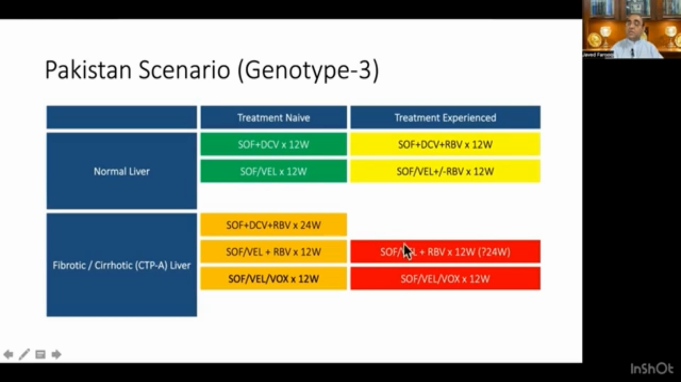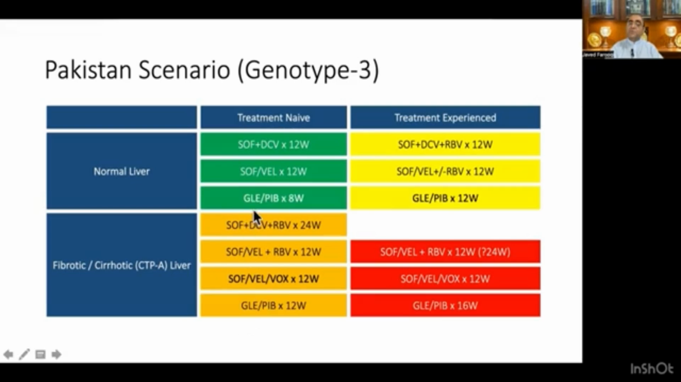And of course, if the patient is fibrotic or cirrhotic and treatment experienced, again the Sofosbuvir-Velpatasvir-Voxilaprevir is an option here. What I personally use, most of my patients I treat with sofosbuvir-velpatasvir without ribavirin and with ribavirin, and again with ribavirin. But when my patient is a relapser or non-responder to sofosbuvir-velpatasvir with or without ribavirin, then I go for the Sofosbuvir-Velpatasvir-Voxilaprevir in that very patient. So this is the way I treat these patients.